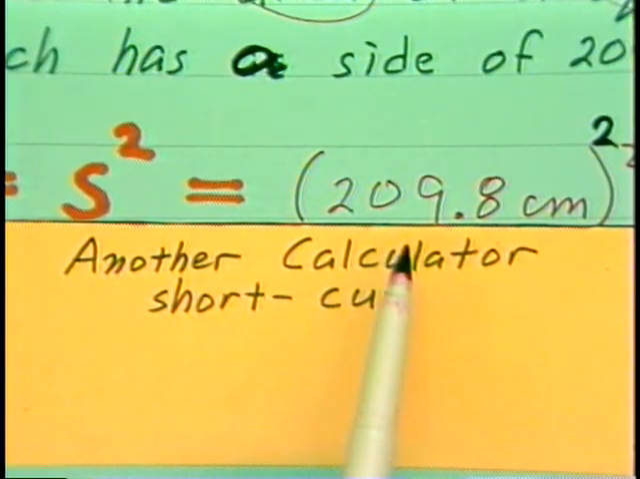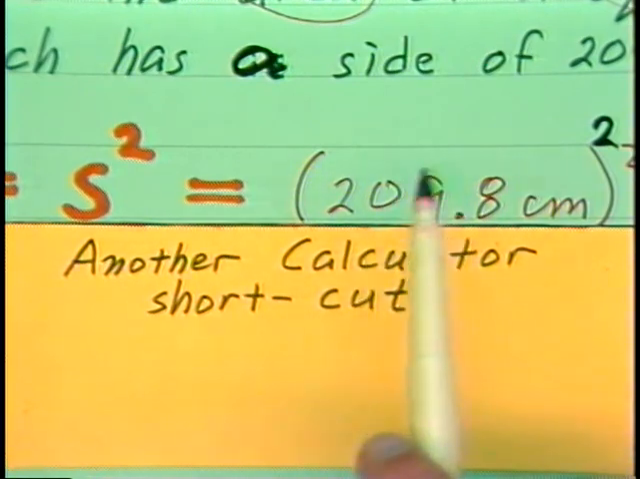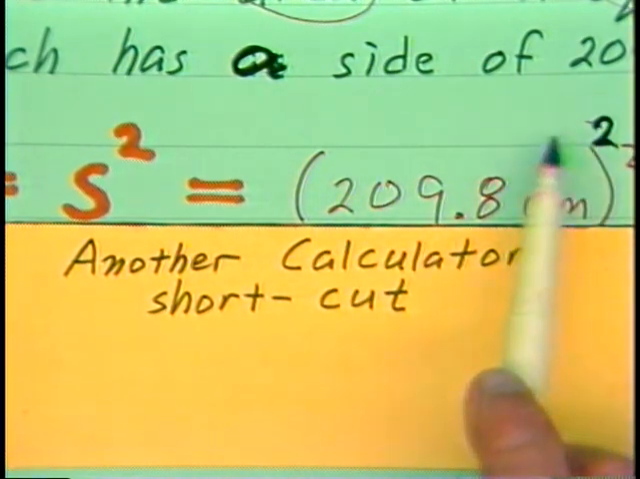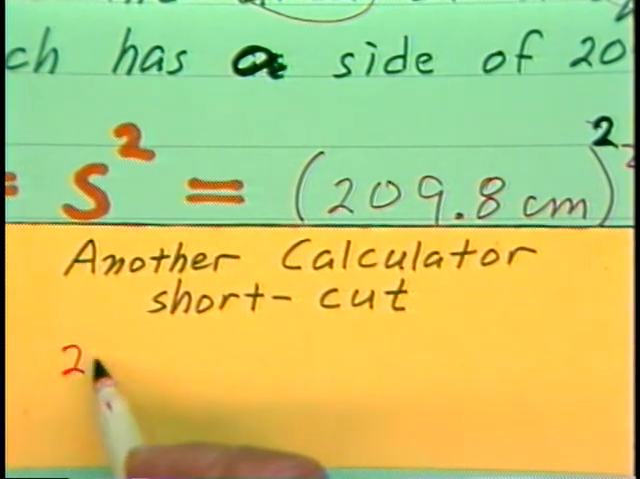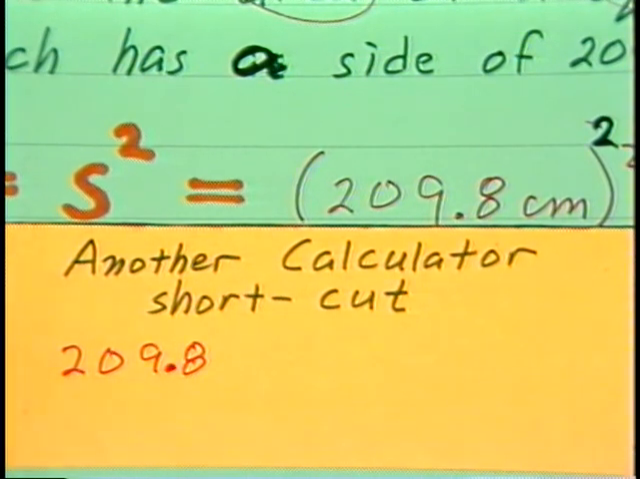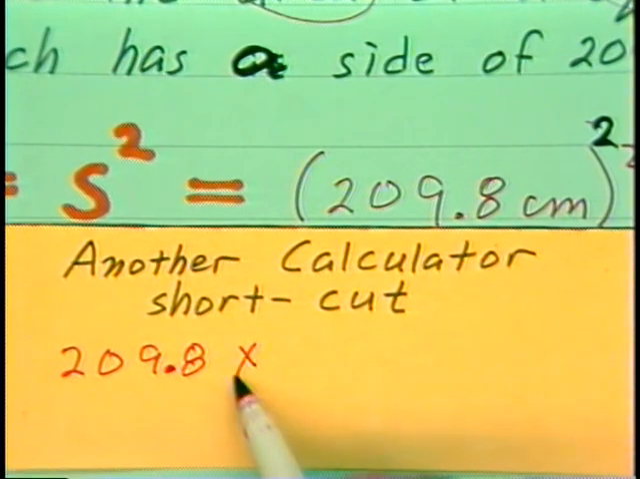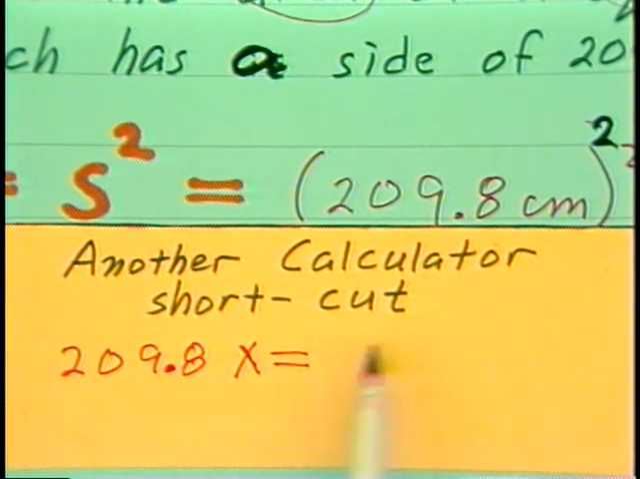There's yet another calculator shortcut that works on many calculators that are not scientific, as well as on scientific calculators. It's simply this: when you want to square a number, enter the number, which in our case is 209.8, but enter it just once, then simply hit the times key followed by the equals key without entering any second number or hitting any extra keys.